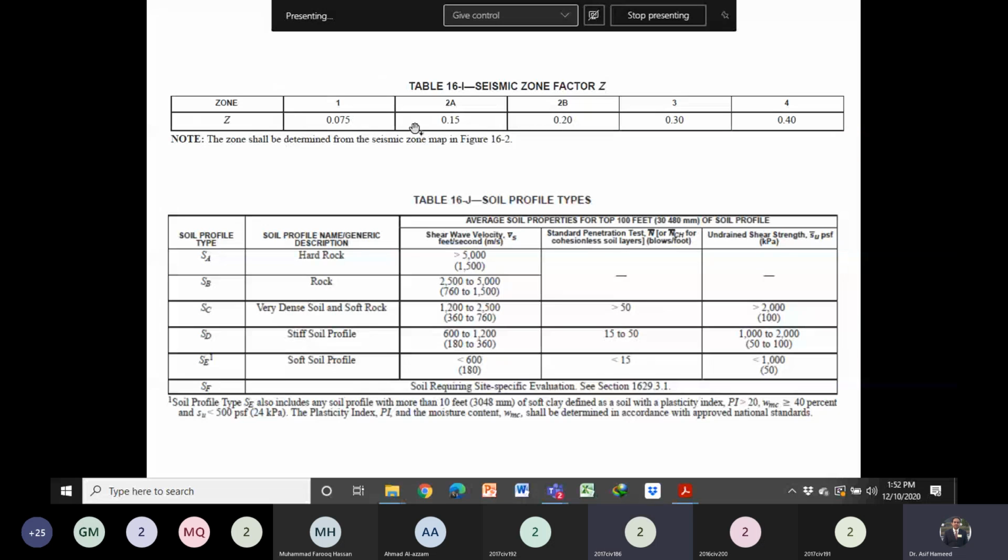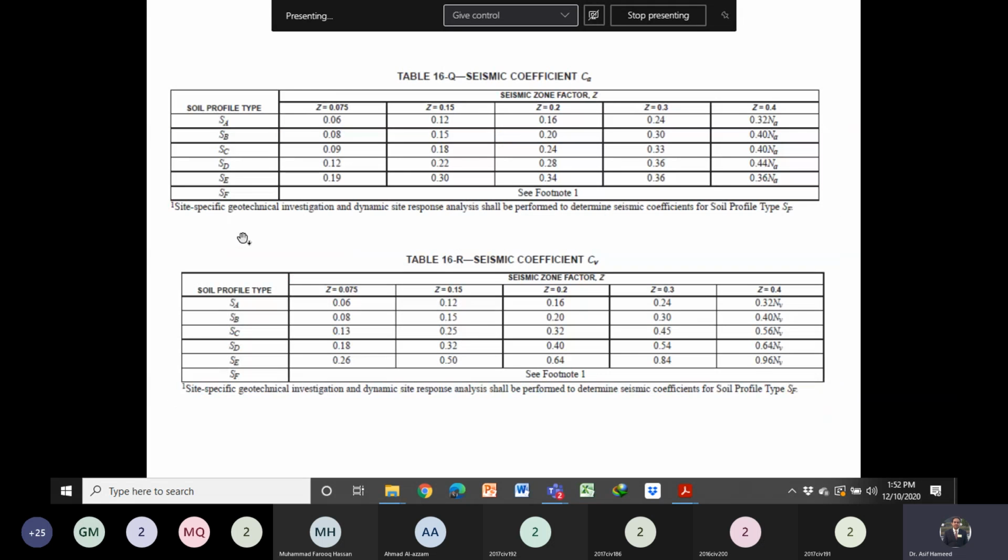Okay. Then from this table, all these tables are given in the code. You can see the value of the seismic zoning factor, and for 2A, the seismic zoning factor is 0.15. Type of soil is SD, stiff soil. So type of soil is SD, seismic zoning factor is Z. We can move to the next tables.